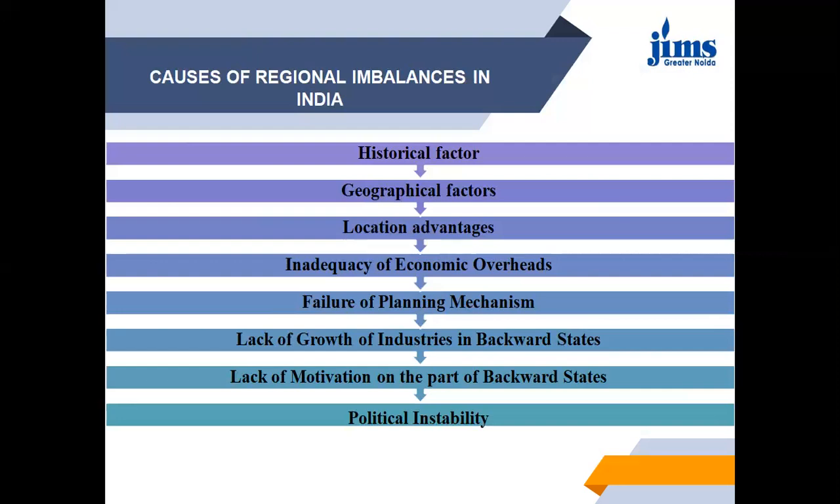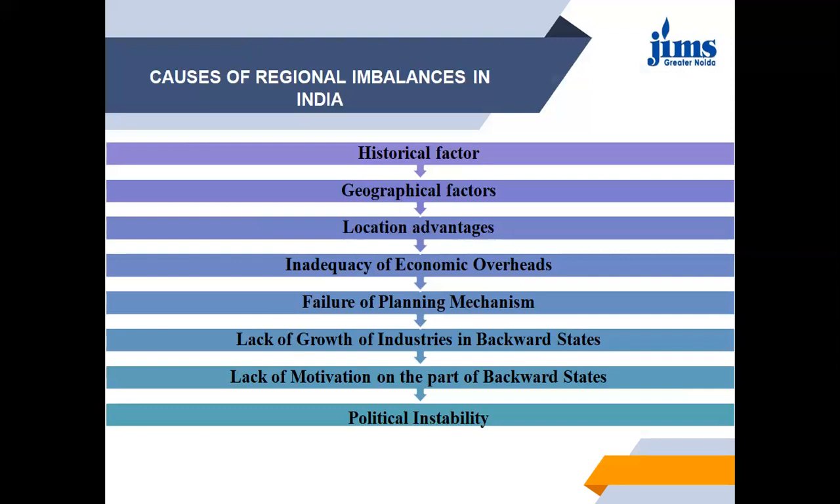Then, lack of growth of industries in backward areas. The government of India has been following a decentralized approach for the development of backward regions through its investment programs on public sector industrial enterprises located in backward areas like Rourkela and Bhilai and other areas. But due to lack of growth of ancillary industries in these areas, all of these remain backward in spite of huge investment.